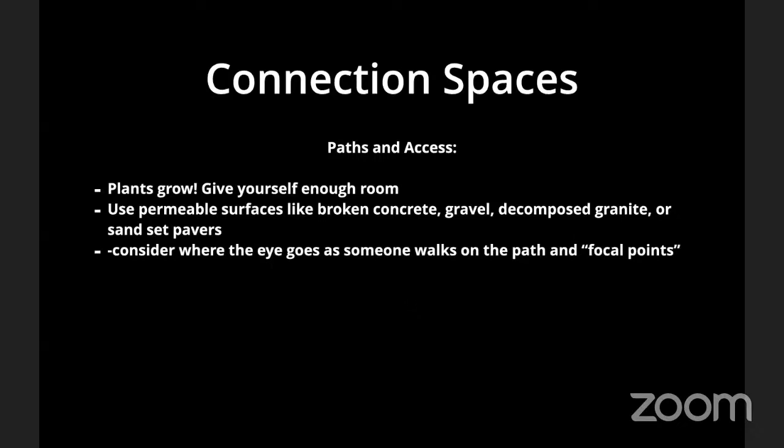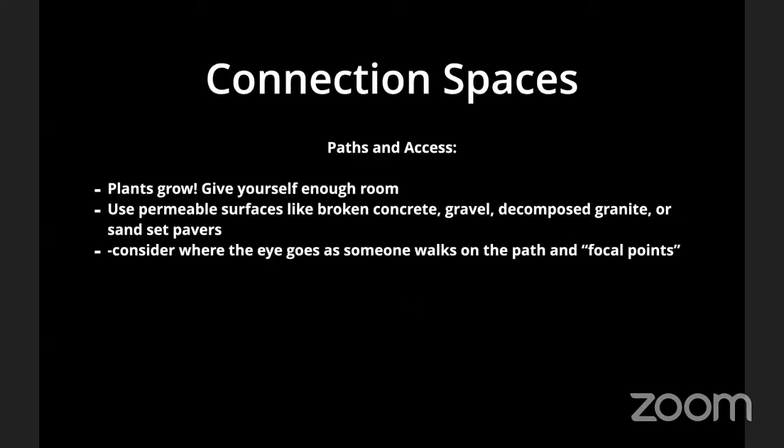Use permeable surfaces like broken concrete, gravel, decomposed granite, or sand set pavers, or just wood chip mulch, which is often what I do at my home gardens. When things go in, everything gets a layer of wood chip mulch. And then as the plants grow in, they'll mulch themselves. But for the pathways, those will be the only things that I continue to remulch.